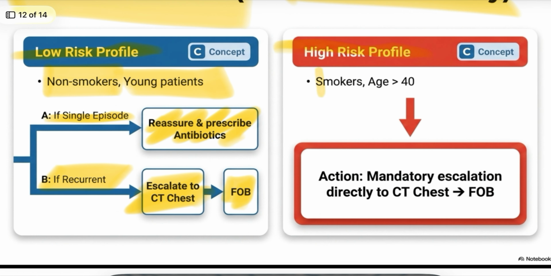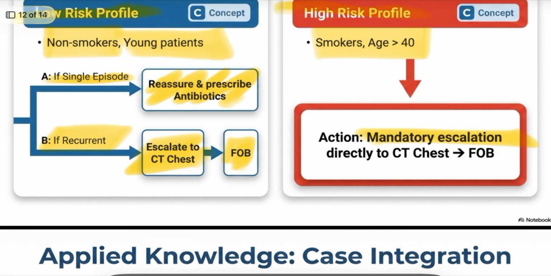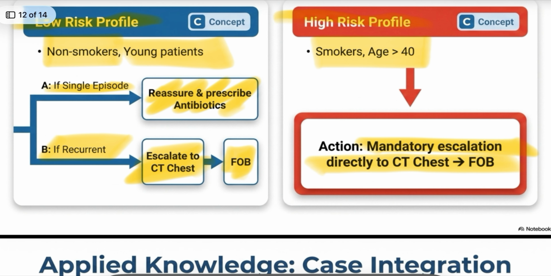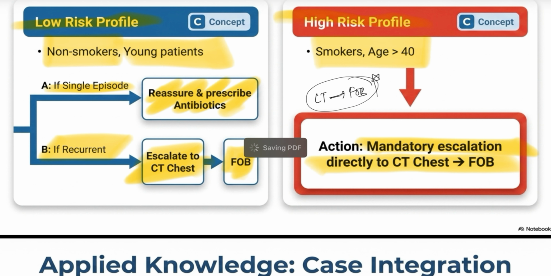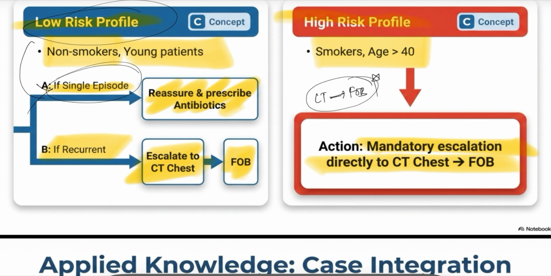If the patient is more than 40 and a smoker, then he has to be mandatorily escalated directly to CT chest and fiber optic bronchoscopy. So the main point: when the patient undergoes CT, he will be undergoing fiber optic bronchoscopy. This is the point you have to remember. The only case where the patient doesn't undergo CT and fiber optic bronchoscopy is the low risk profile with a single episode, maybe due to some infection, bronchiolitis or bronchiectasis. He may get hemoptysis, which is the safer side, nothing to worry.